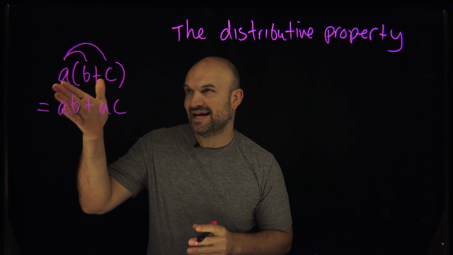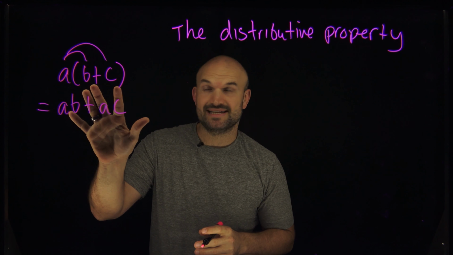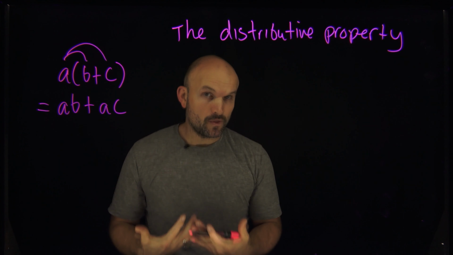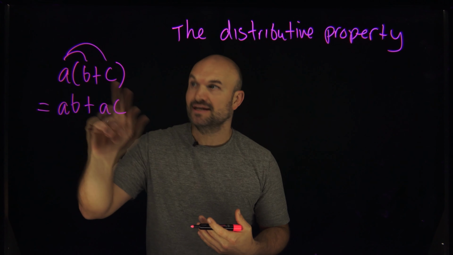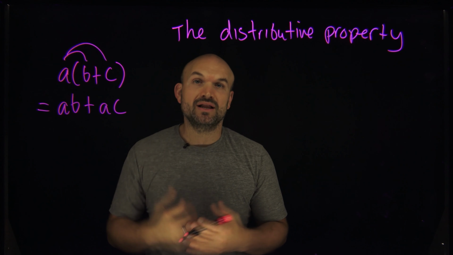So you can see here we have A times B plus C, right? B plus C are separated by addition. So therefore, my A, which is again multiplied by the sum of B plus C, needs to be multiplied by B as well as by C.